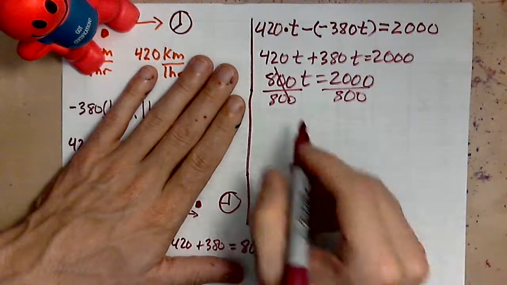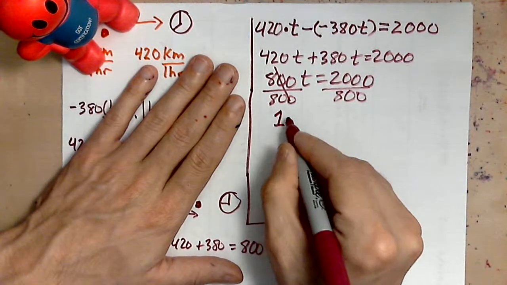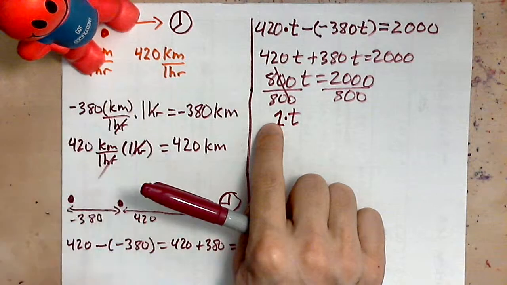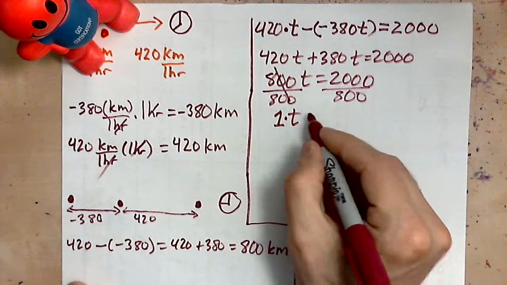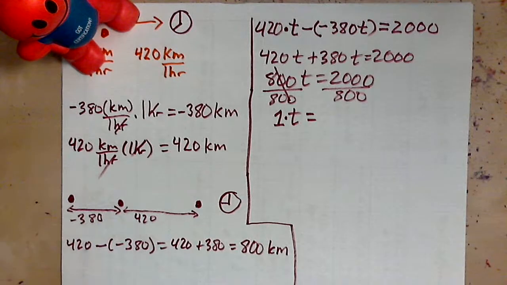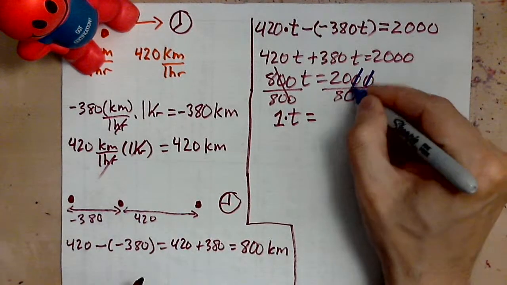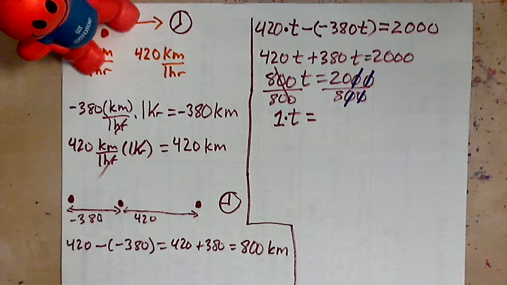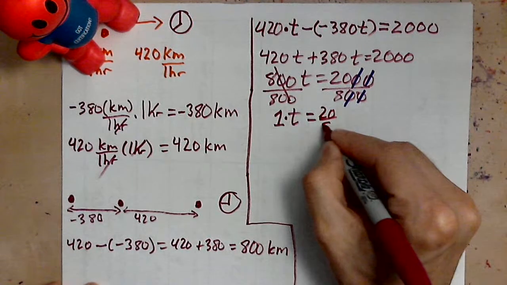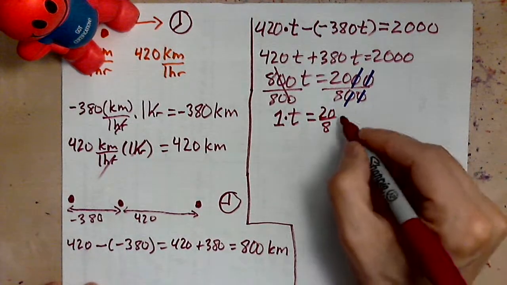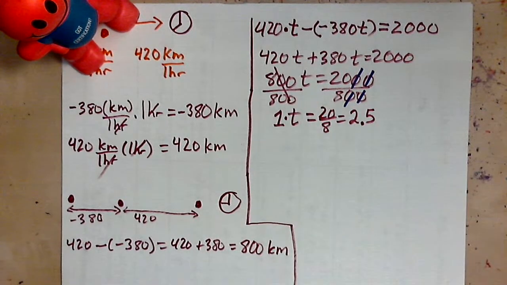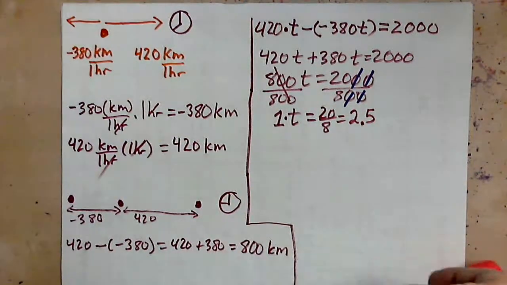All that remains on the left is 1t. So I'm going to stick that 1 in. Normally we don't write the 1, but people forget that it's present. So it is present. Okay, it's 1t. And then you've got here 2000 divided by 800. What you can do is cross off the zeros. Like that. And all that remains is 20 over 8, which is the same as 2.5.